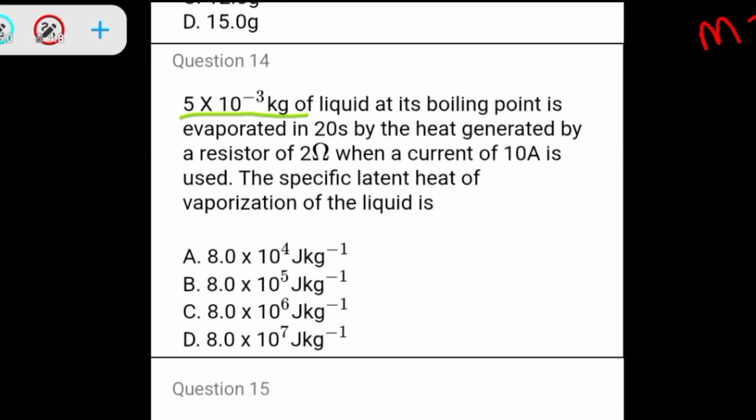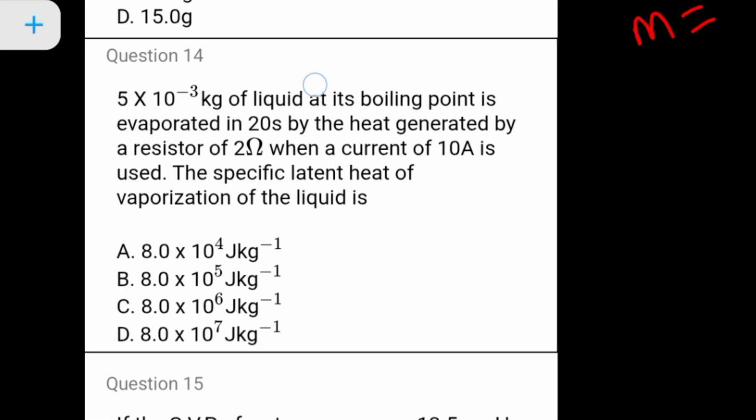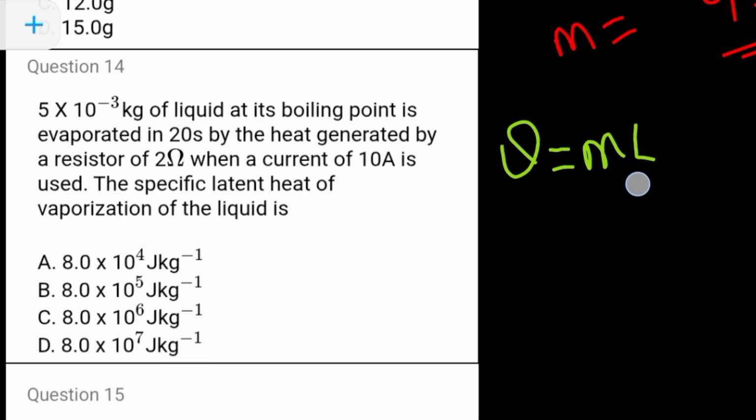5 times 10 to the minus 3 kg of liquid at its boiling point is evaporated in 20 seconds by the heat generated by a resistor of 2 ohms when a current of 10 ampere is used. You have to find the latent heat. Latent heat always occurs when there's a change of state. You can see there's a change of state here because you have water, liquid, and it became evaporated. So it changed to steam. So use the formula Q is equal to mL. This L here is the latent heat, which is what we are looking for in this question.